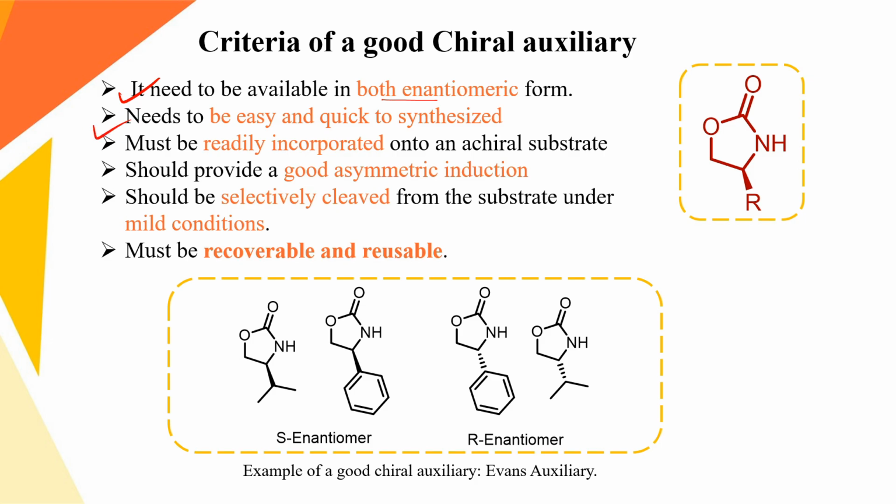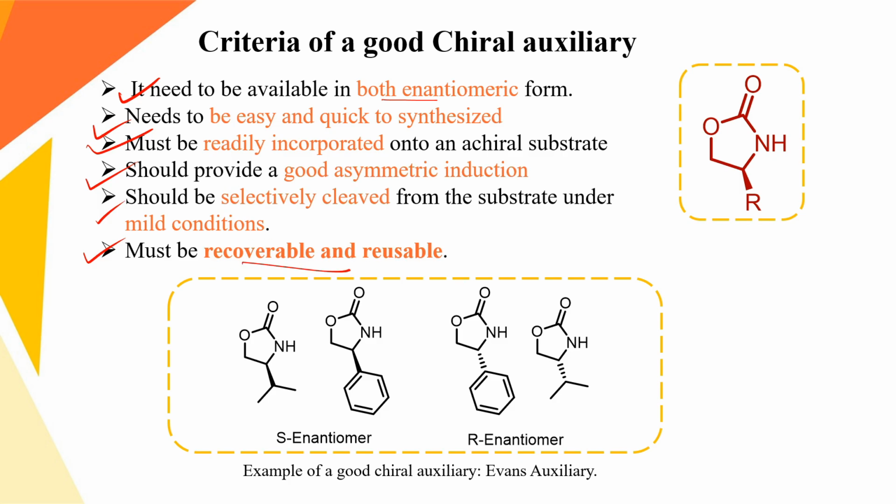Second is that it needs to be easy and quick to synthesize, obviously, because you don't want to put so many synthesis steps into forming a chiral auxiliary. Third, it must be readily incorporated onto the achiral substrate. This is very important. It should also provide good asymmetric induction, because in the transition state, if the chiral auxiliary doesn't provide good asymmetric induction, then the desired enantiomeric excess might not be observed. The fifth point is that it should be selectively cleaved from the substrate under mild conditions and must be recoverable and reusable. This is very important.